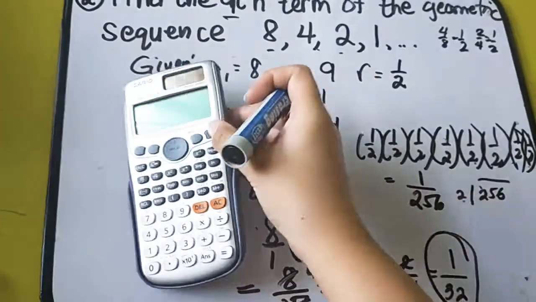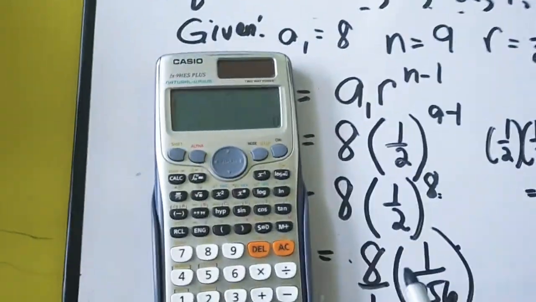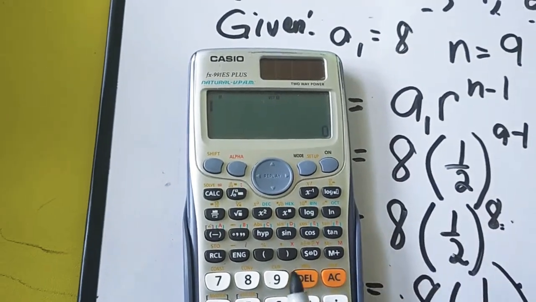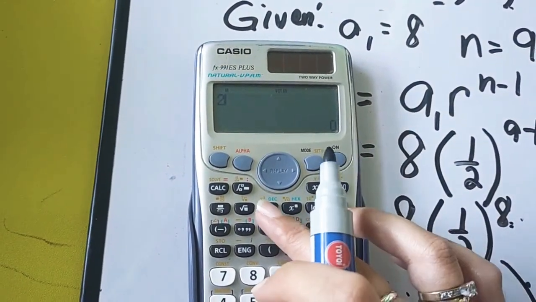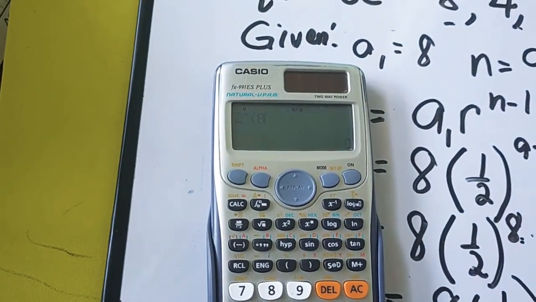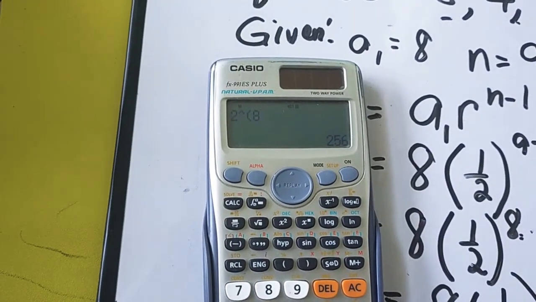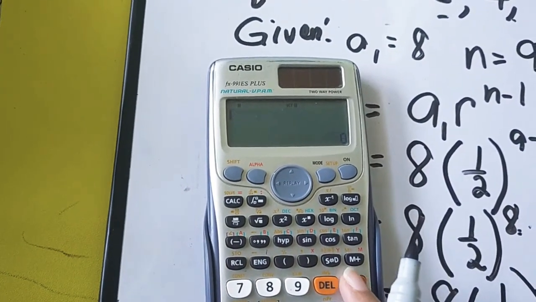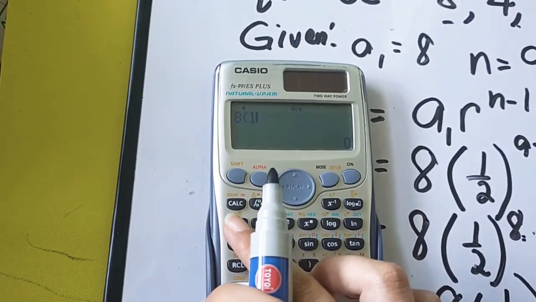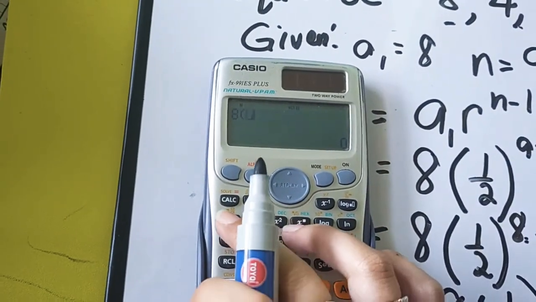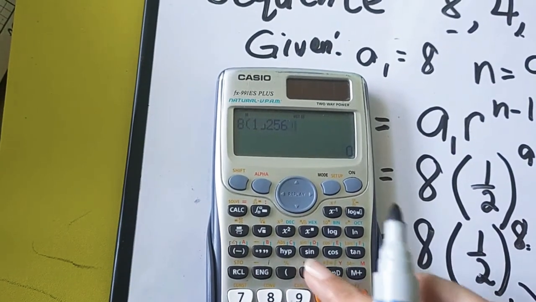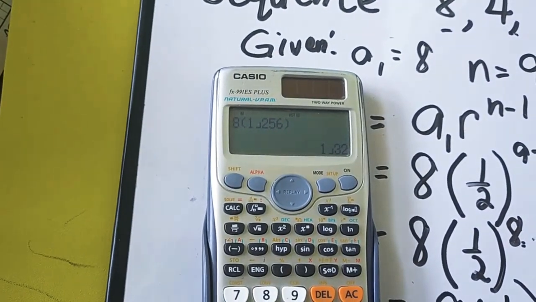Is it clear? You can also use the calculator. How in the calculator? 2 raised to 8. Press 2, then raise to 8. Look, it shows 256. Right? So, you can also do 8 multiplied by the fraction 1 over 256. Look at the answer: 1 over 32. So, correct.